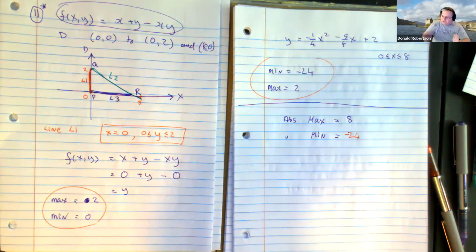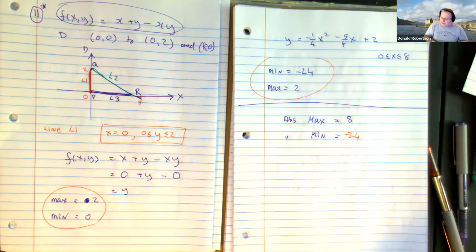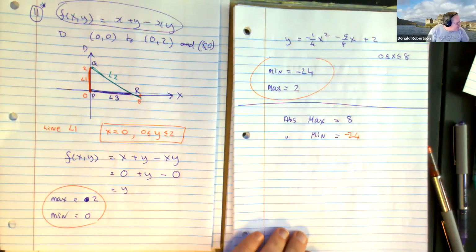Because x is 0, x is 7, y is 0, y is 10, right? They're easier to do, right? Or triangles, and that's fine.